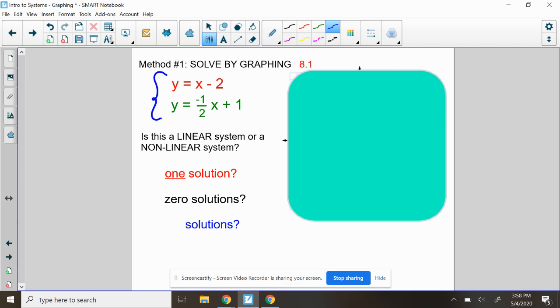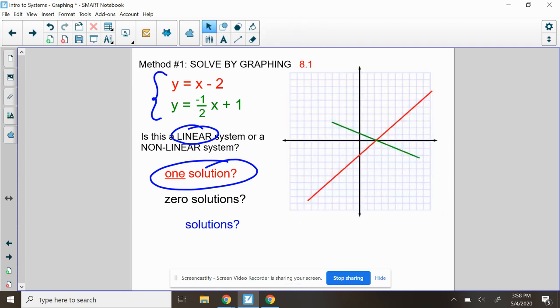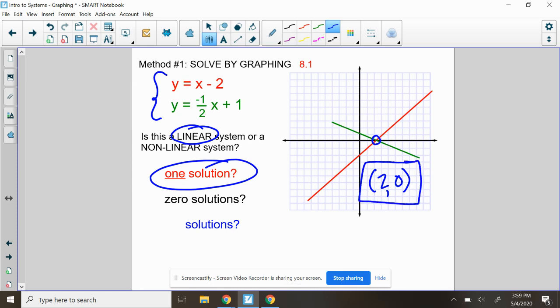All right, you're back. Hopefully, we agree that this is going to be a linear system, which means we are going to have one solution. So let's take a look. Here we go. We have our two lines, and we can see that our lines are crossing right here at 2 comma 0. So the solution to this system is that point 2 comma 0.